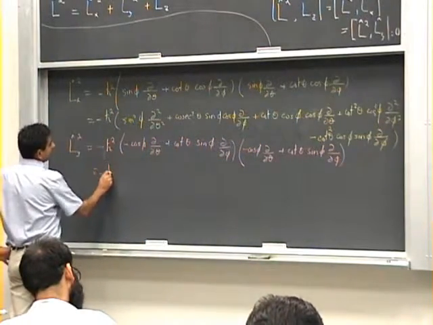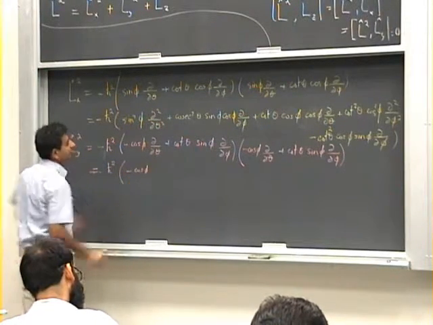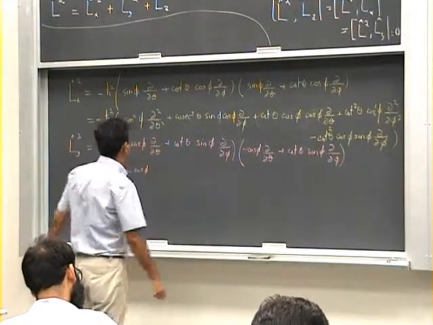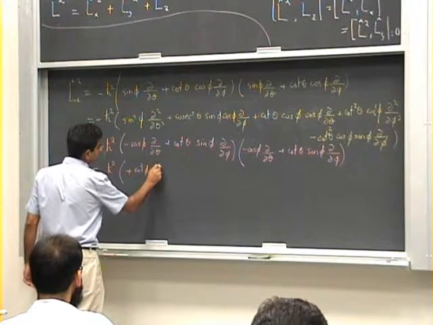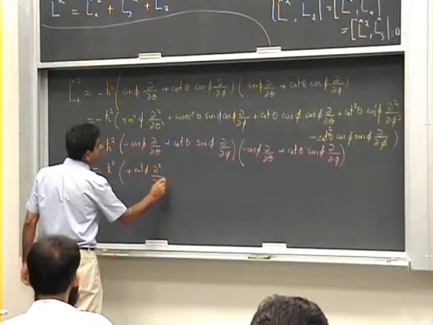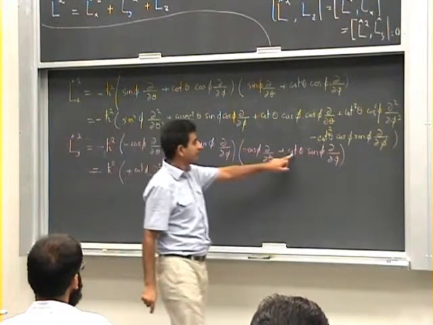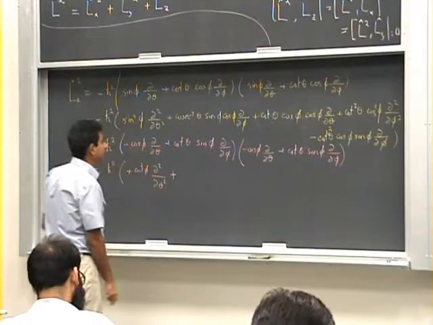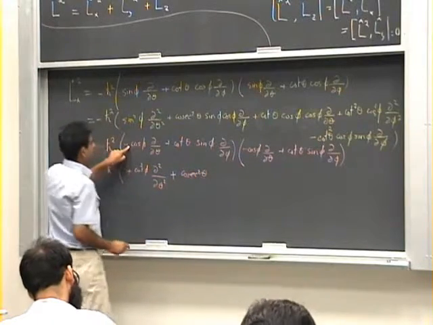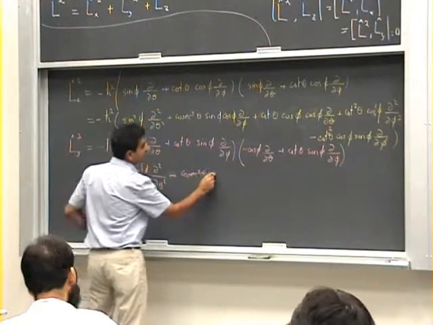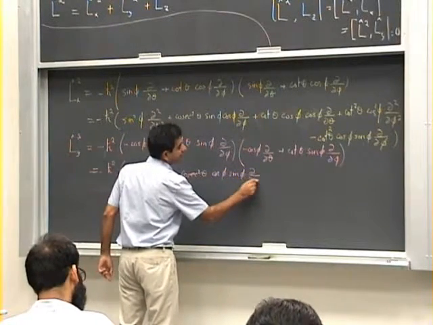Minus h bar square, minus cosine of phi. Now I take the derivative with respect to theta. This becomes cosine square phi partial square partial theta square. Now I take the derivative with respect to theta. The derivative of cotangent theta is cosecant square theta. Cosecant square theta with this cosine of phi, minus cosine of phi sine of phi partial phi.